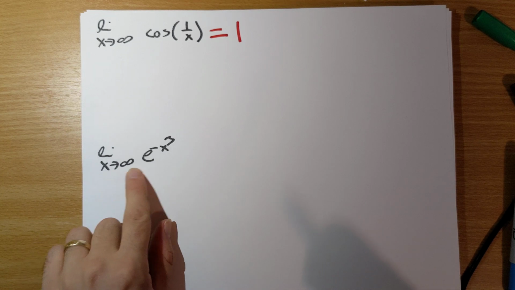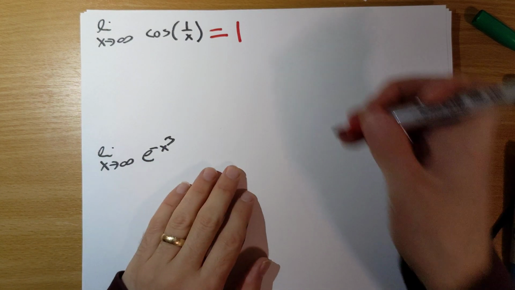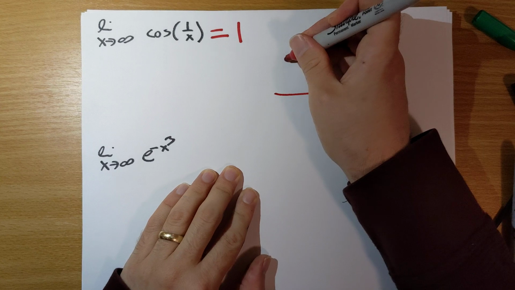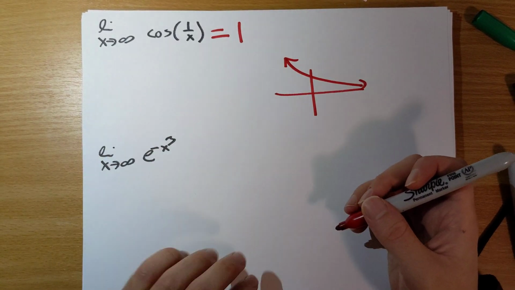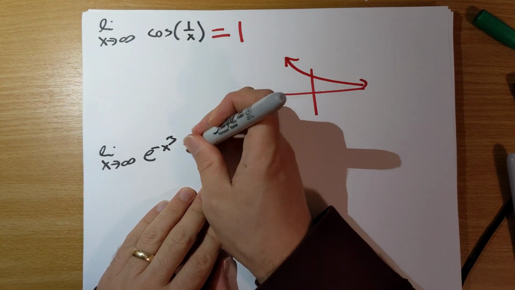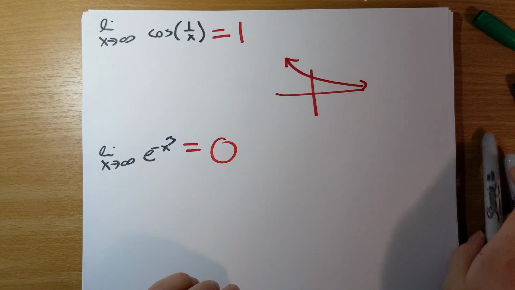And finally, limit as x goes to infinity of e to the negative x cubed. So e to the negative x looks like this here. E to the negative x cubed will also look essentially like the same thing. As x goes off to infinity, this goes to 0.